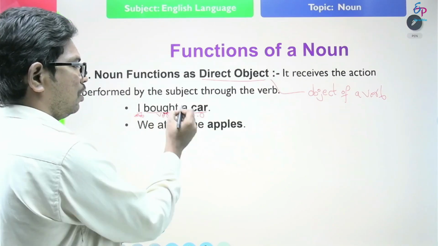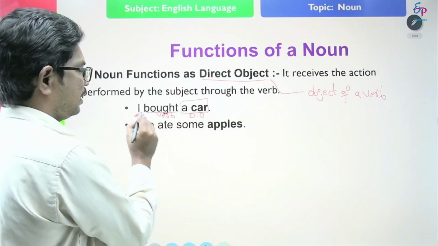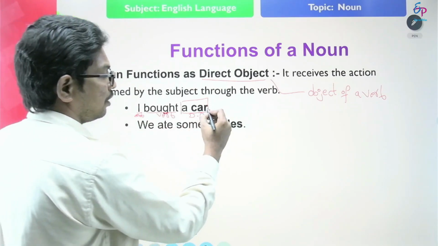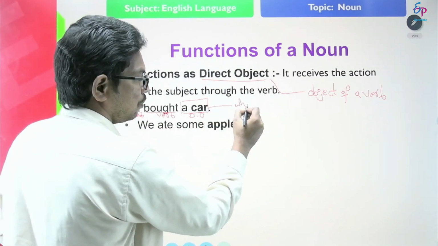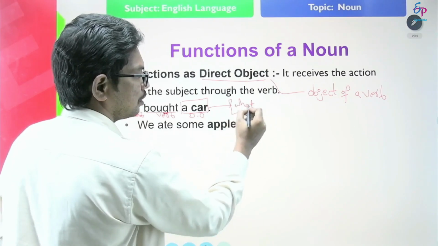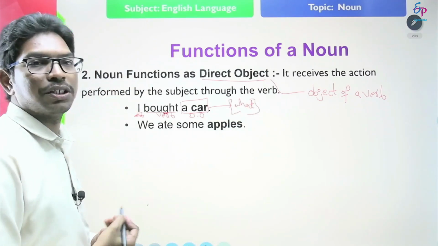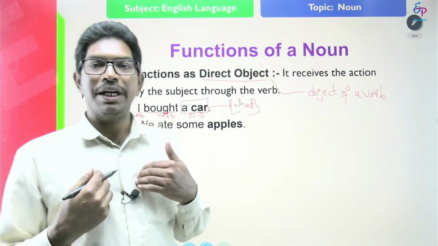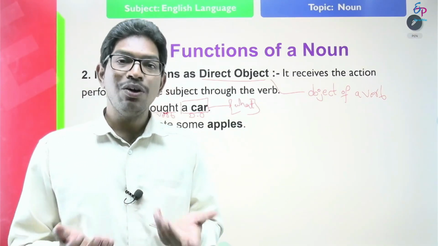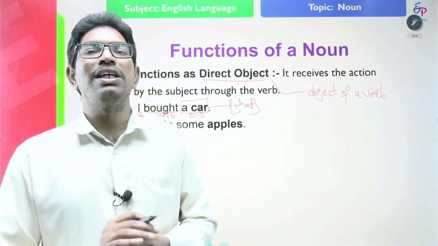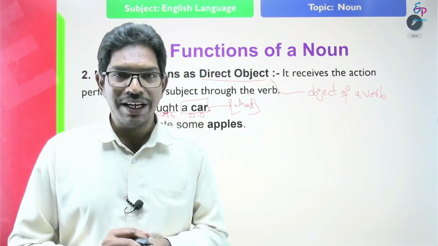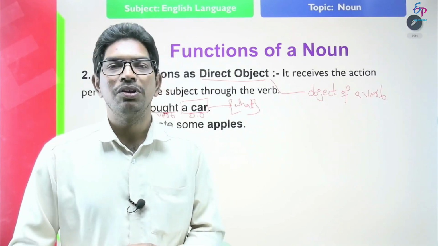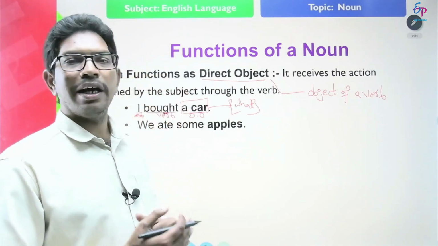So here, if I say I bought what? A car. So direct object answers the question what I bought. It answers the question what. For example, I met Rahul yesterday. I met whom? Rahul. So Rahul is direct object here. So a direct object answers the question what or whom, and noun functions as direct object.